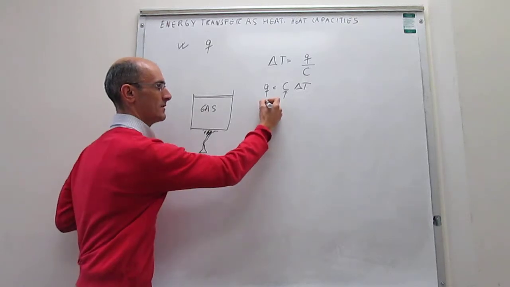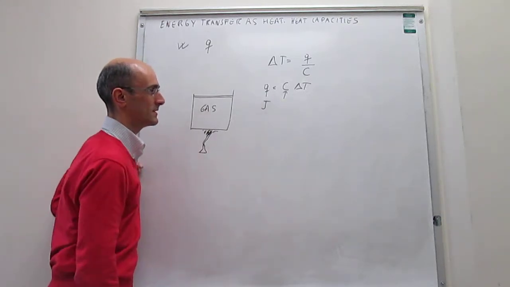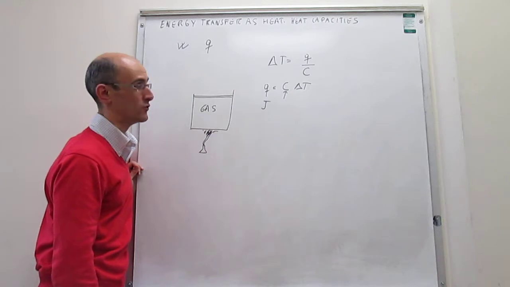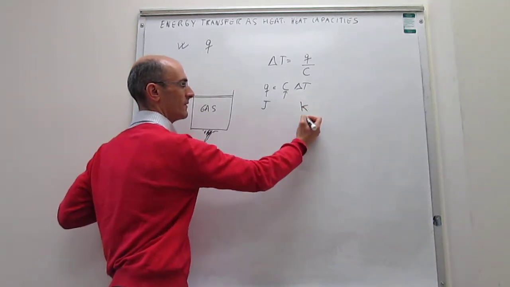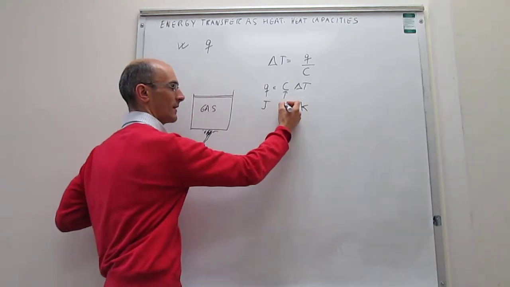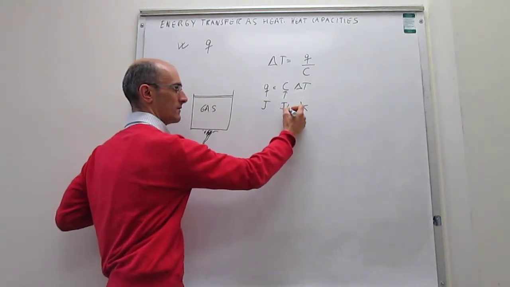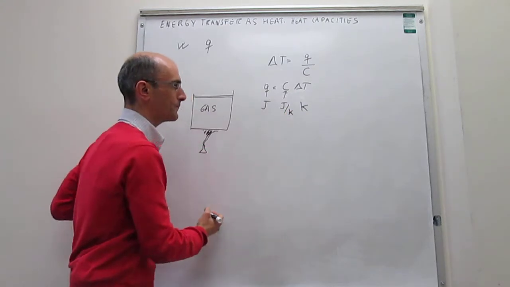Let's figure out what the units of this heat capacity are. Notice that heat is a type of energy transfer and will have units of joule. In the SI system, temperature has units of Kelvin. So that means that the heat capacity in general is going to have units of joules per Kelvin.